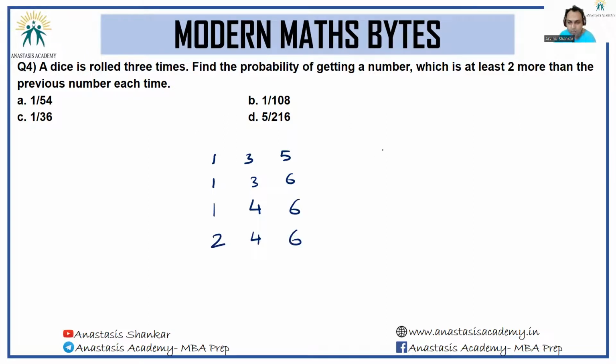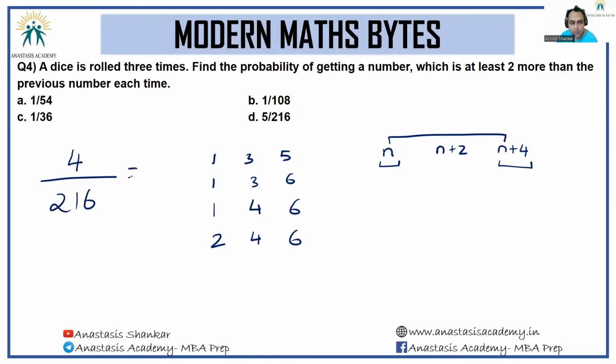Because see, the problem is if you have n plus 2, and n plus 4, even if you had gaps of exactly 2, you will need to have a gap of 4 between these 2 numbers. And given that the largest number cannot exceed 6 and the smallest number cannot be less than 1, these are the only cases that will get created. So you have 4 acceptable cases out of a die being rolled 3 times. So 6 cubes, so 216. So this will be equal to 1 by 54 or option A.